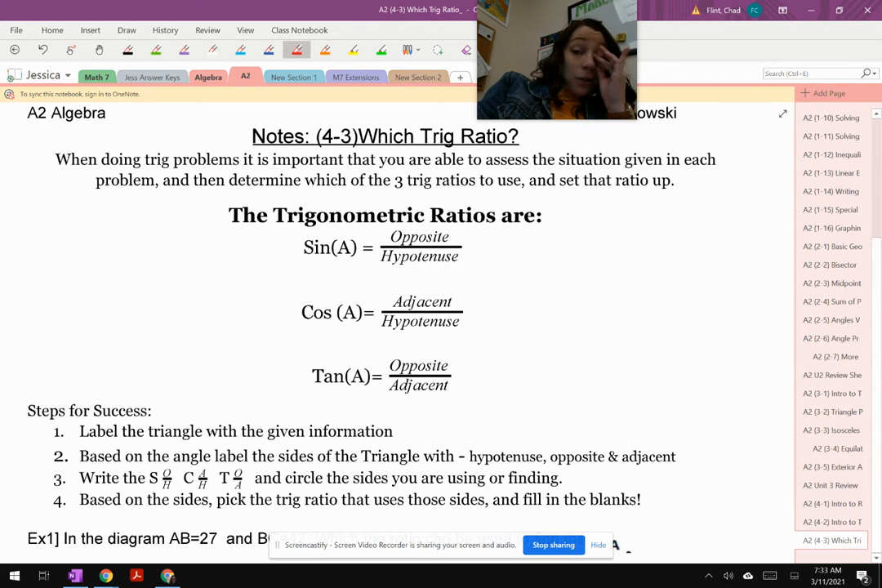And then not only do you have to pick the right ratio, but then you also have to set that ratio up. So before we even start to solve any of these problems, this whole lesson is going to be focused on deciding which trig ratio works and setting that up.